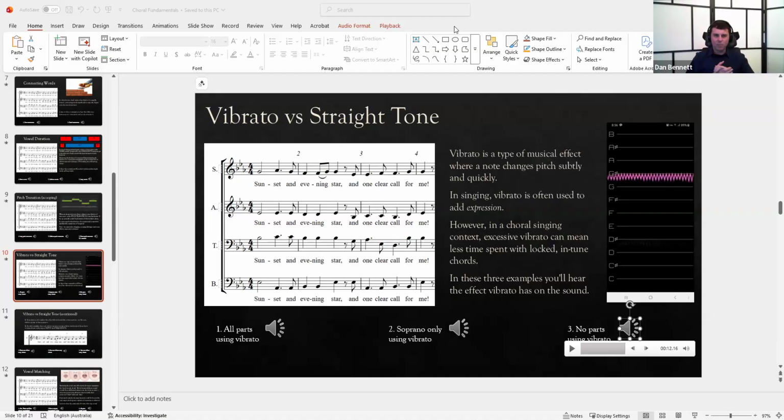Absolutely, yeah, exactly. Well put. So what we can do in solo singing is not necessarily the best course of action for ensemble singing, like in a choir or in a barbershop quartet.